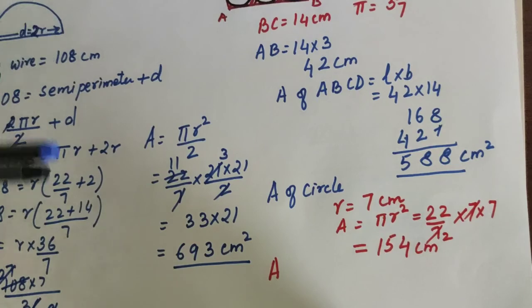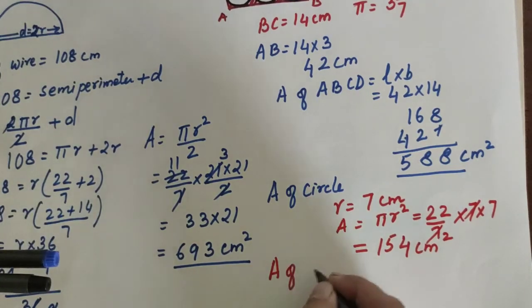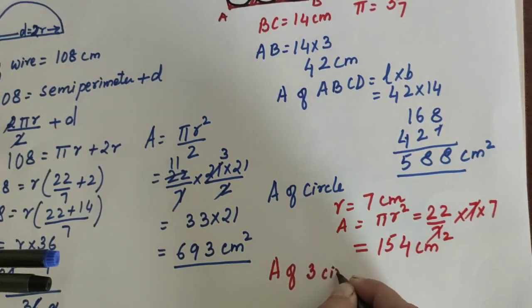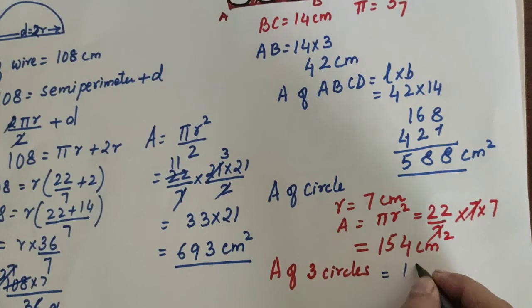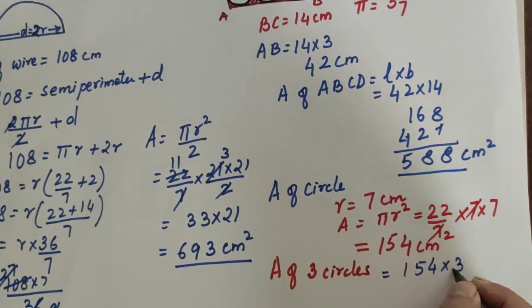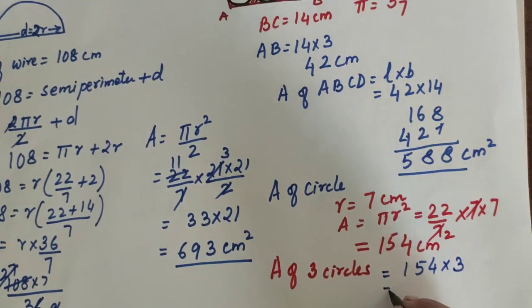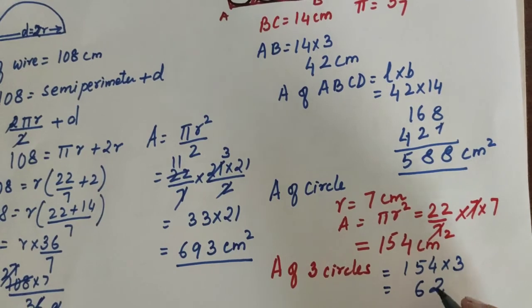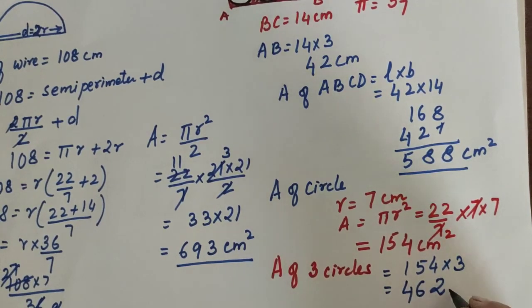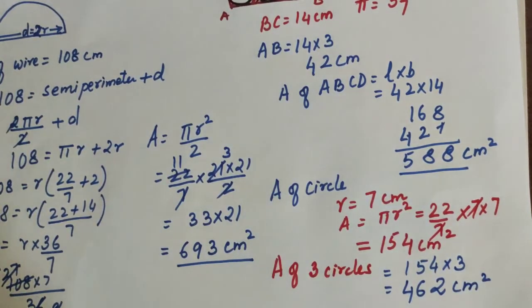So area of 3 circles, area of 1 circle multiplied by 3. Area of 3 circles is 154 multiplied by 3. So 3 4s are 12, 2 carry 1, 3 5s are 15 and 1 16, 6 carry 1, 3 1s are 3 and 4. 462 centimeter square.